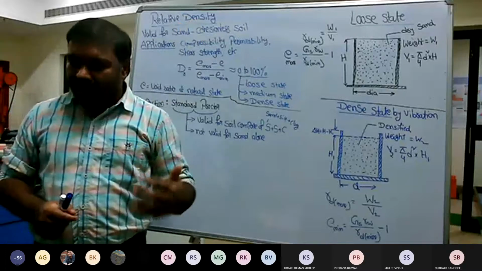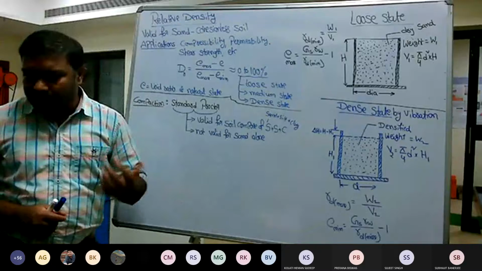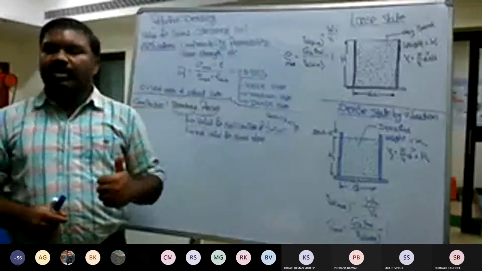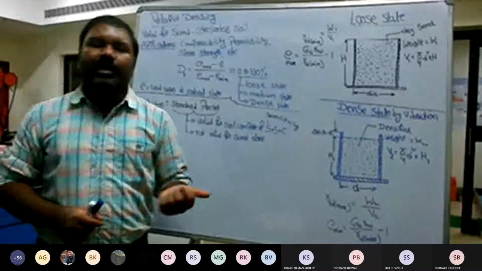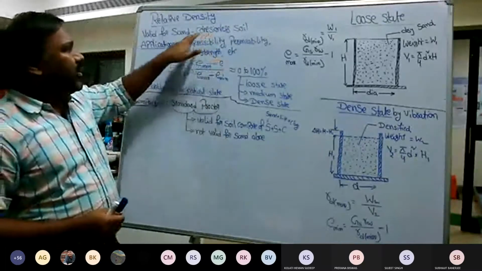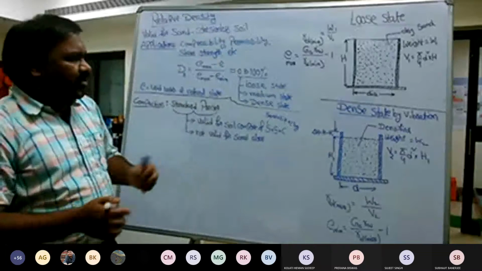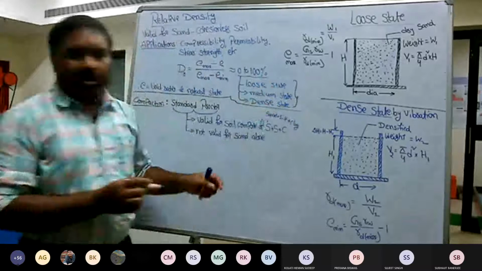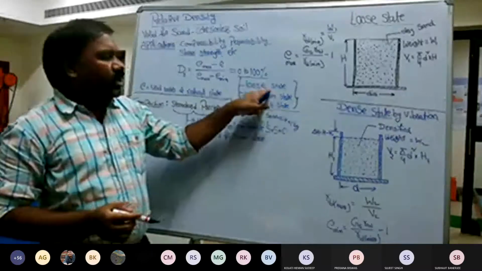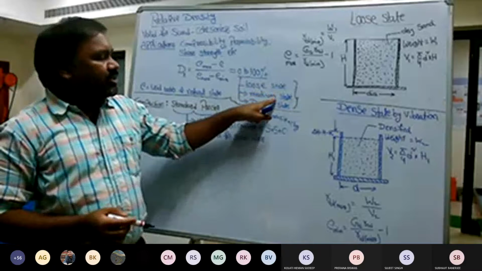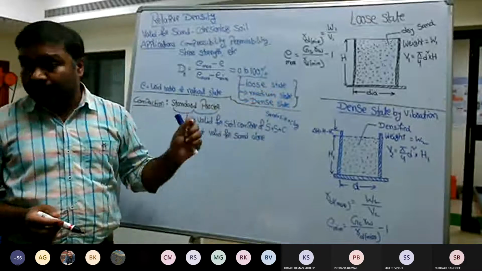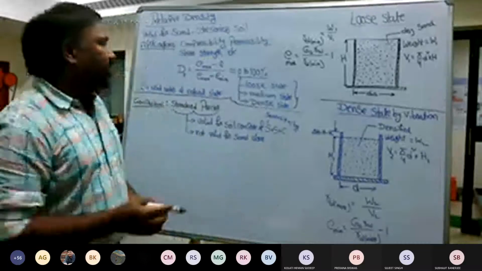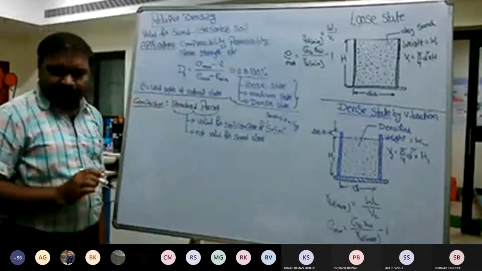We need an alternate mechanism by which we can measure or frame out the state of the natural soil. Basically, the state of a sand material is normally designated with three terms: the sand in a loose state, a medium state, or a dense state. But of course, in your soil mechanics, you have already seen that this is again based on the relative density.